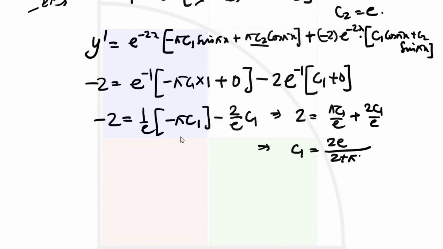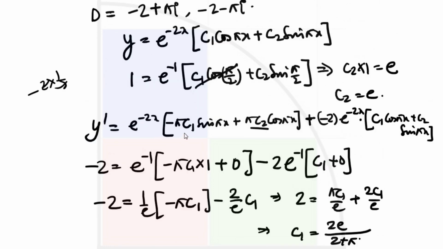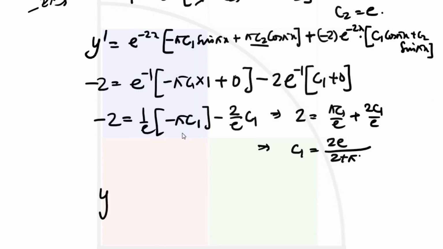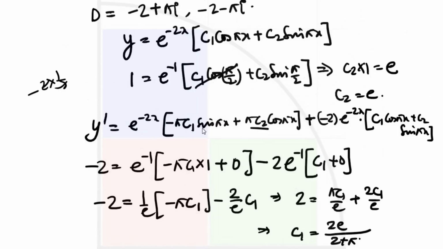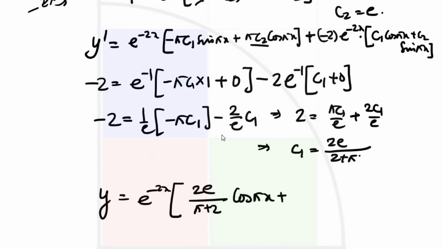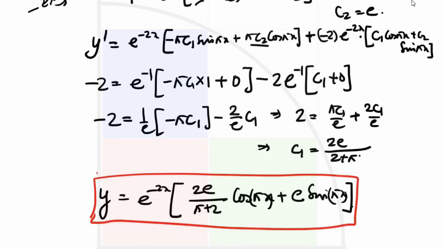So our general solution here will be y is equal to e to the power minus 2x times (2e over (pi plus 2) cos pi x plus c2, what we obtained is e, sin pi x). This is the answer, friends. So we will be moving to our next question now.